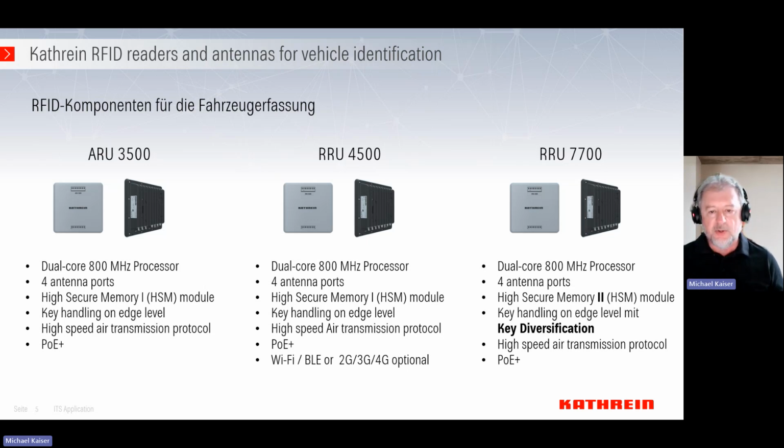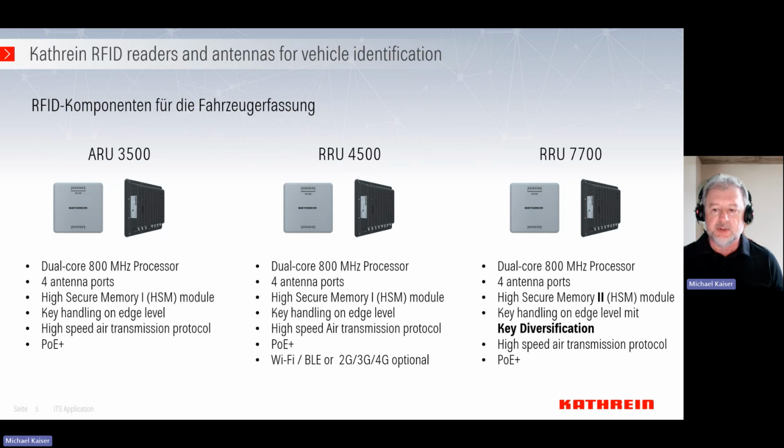With this RU 4000 family, we have an option for a Wi-Fi version also, where we have Wi-Fi and BLE on board, where we can transmit this data wirelessly by Wi-Fi. Or a second option, a second version, where we have a mobile communication network built in, and we can run a 2G, 3G, or 4G network and send the data in this network to get connected with the backend system. The newest device is the RU 7700.